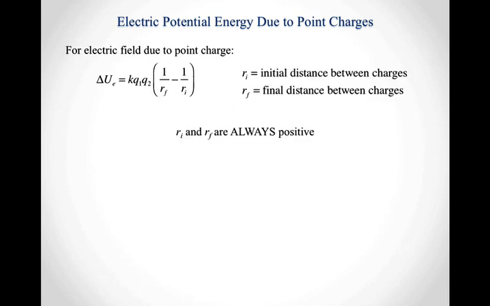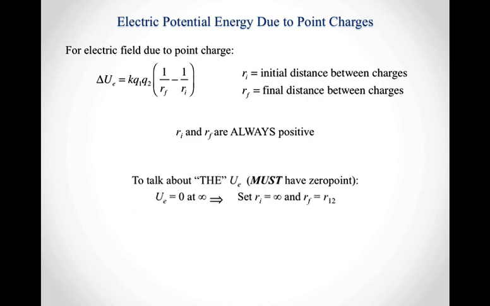So here's my equation for calculating how the electric potential energy changes when I have an electric field due to point charges. And r initial and r final here are defined to be the initial distance and the final distance between my two charges. So to be clear, these are not components. They're defined to be distances here. They're always positive when we're plugging into this equation.